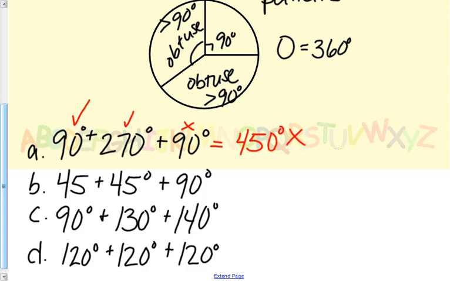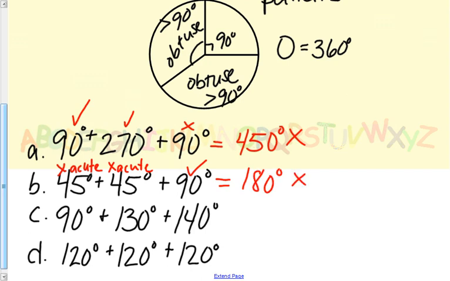Now I'm going to look at my second. I have 45 degrees plus 45 degrees plus 90 degrees. So I know 90 degrees I need, but 45 and 45, these are acute. And we don't want acute angles, we want two obtuse angles. And 45 and 45 I know is 90. 90 plus 90 is 180 degrees. That doesn't even equal 360, so that's out.